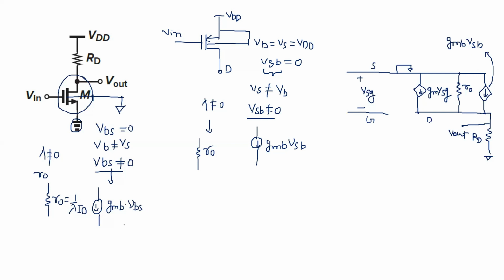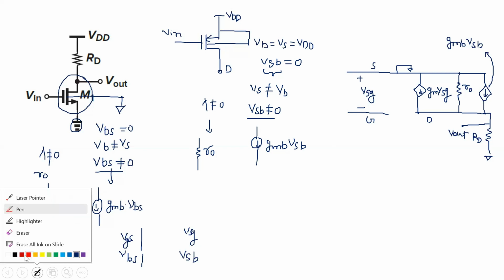Similarly, in the case of NMOS, I was writing VGS, but in the case of PMOS, I am writing VSG. And on the other hand, instead of VBS, it is VSB. I am simply flipping the S and B positions, and because of this, in this small signal model, I introduce the body terminal also.